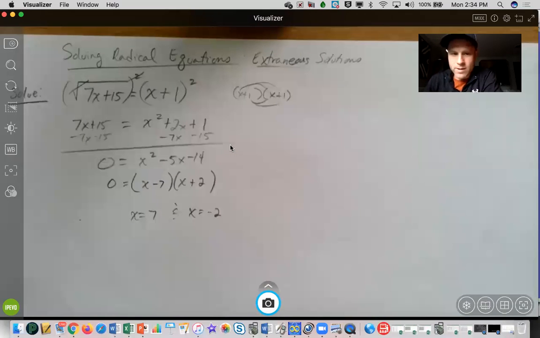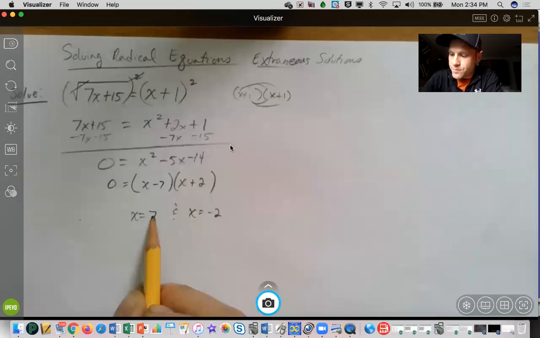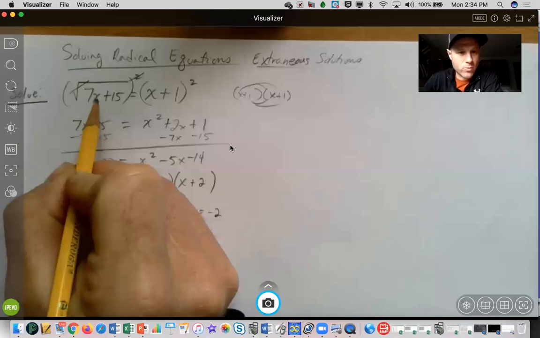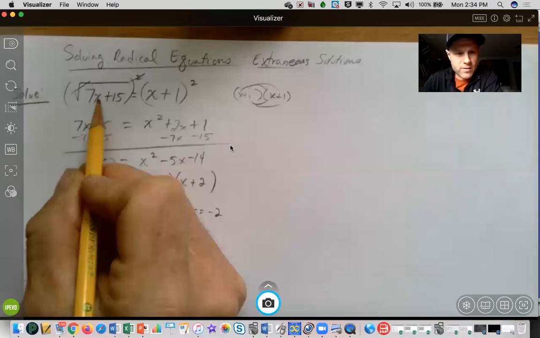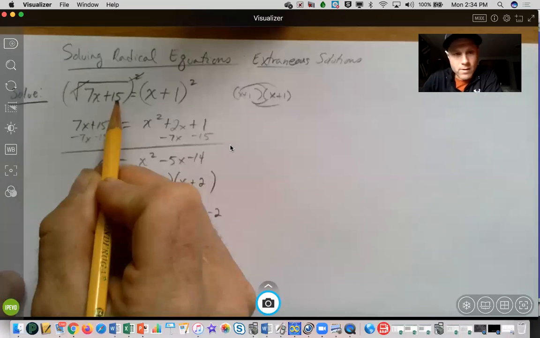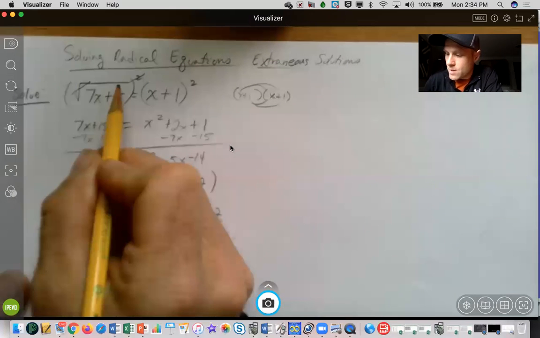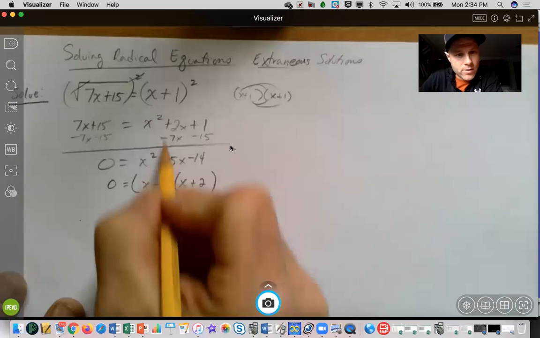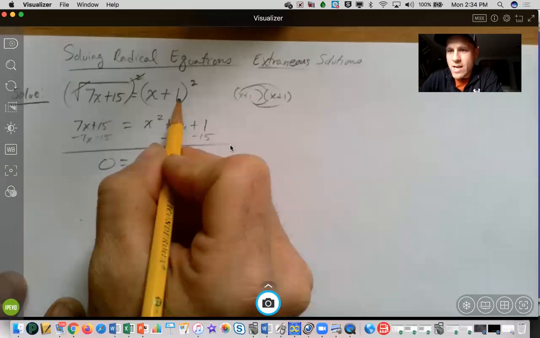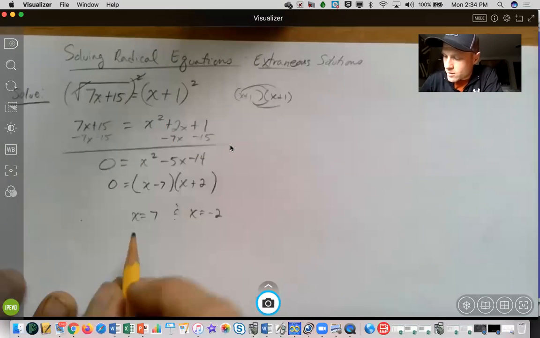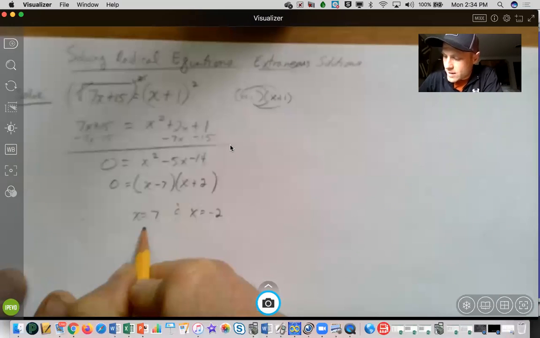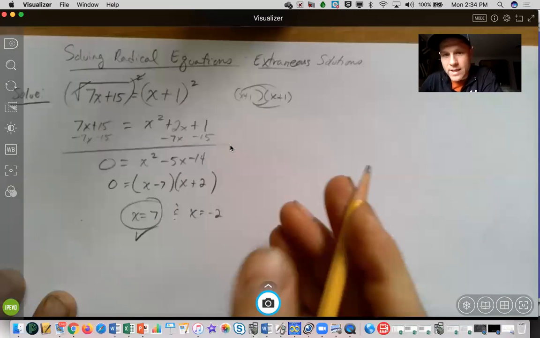So if I take this 7 and plug it back in, I would have 7 times 7, which is 49. 49 plus 15 is 64, right? The square root of 64 is 8. Then I plug it in over here and do 7 plus 1. Well, 7 plus 1 is 8. So 7 works, right? So 7 is a good solution. When I stuff it back in, it works.